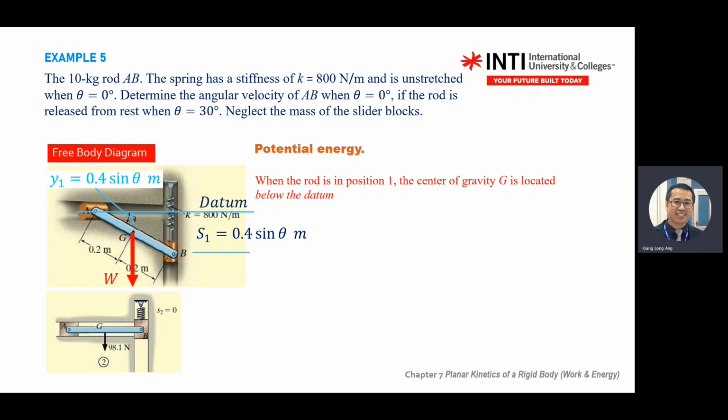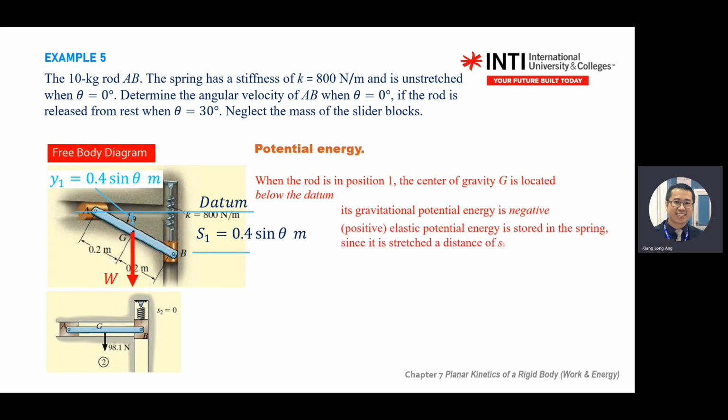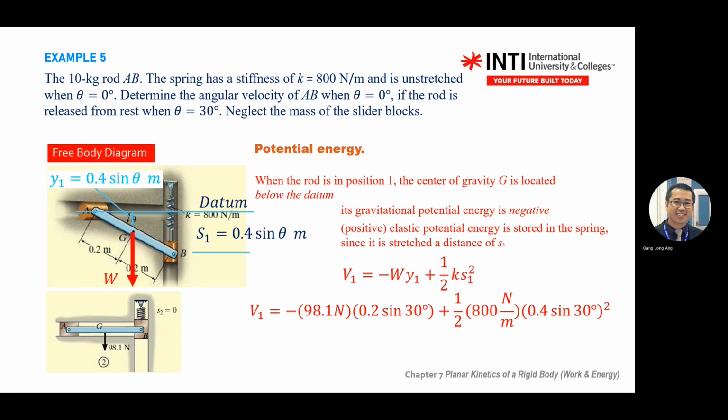So when the rod is in position 1, which is here, the center of gravity is located below the datum, right? So below datum is negative. So gravitational potential energy will be negative for case number 1. So for case number 1, your potential will have mgh plus the spring. The potential is minus because it's below, and the spring will be half k s squared. You already have your S1 equation, so you put it inside there.